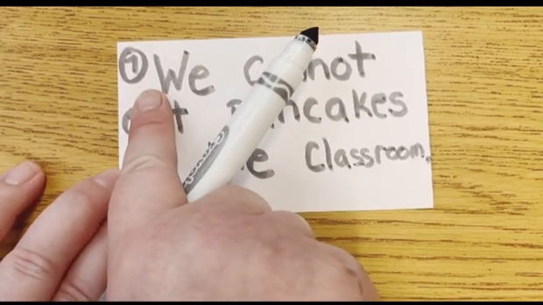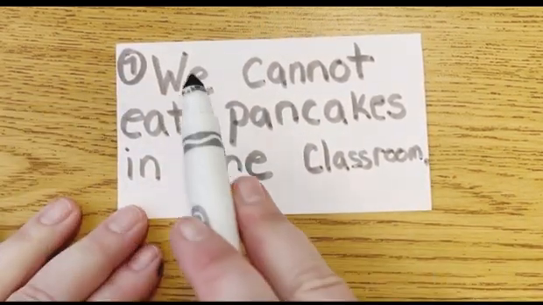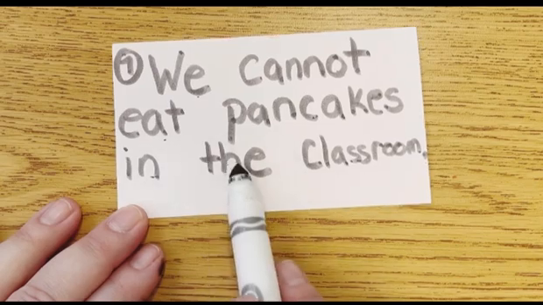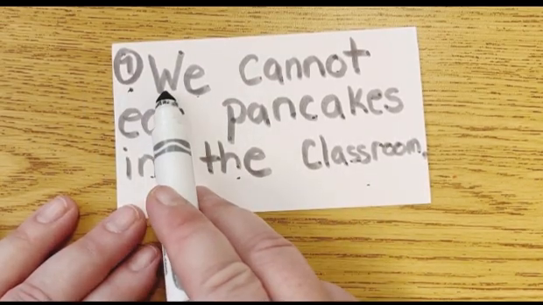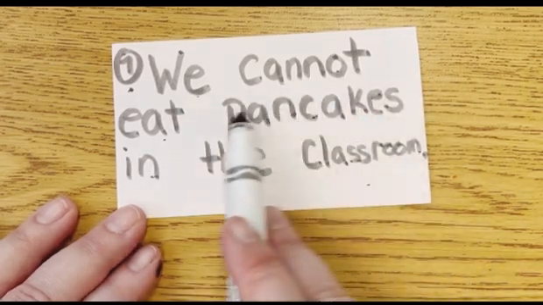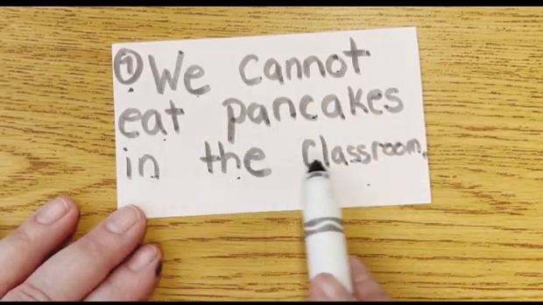And now let's go back and check everything. Let's make sure we got all our words. 1, 2, 3, 4, 5, 6, 7. We got our 7 words. Did we capitalize the first letter? We did. Let's go back and make sure we didn't capitalize any letters we shouldn't have.